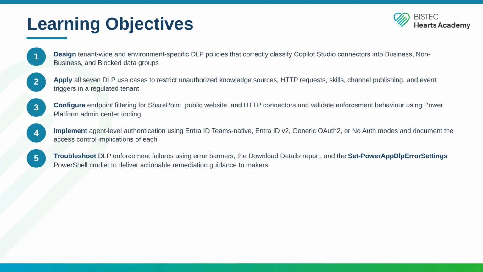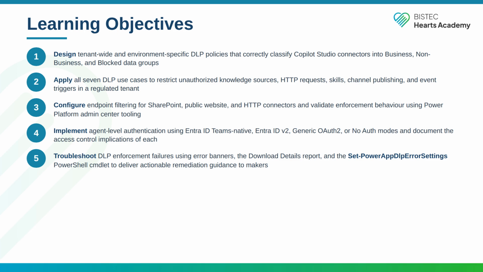5 objectives, each measurable and each building directly on the last. The first objective is to design DLP policies that correctly classify Copilot Studio connectors into business, non-business, and block data groups. By the end of this session, you will be able to look at any Meridian scenario and identify exactly which connector to move and where.